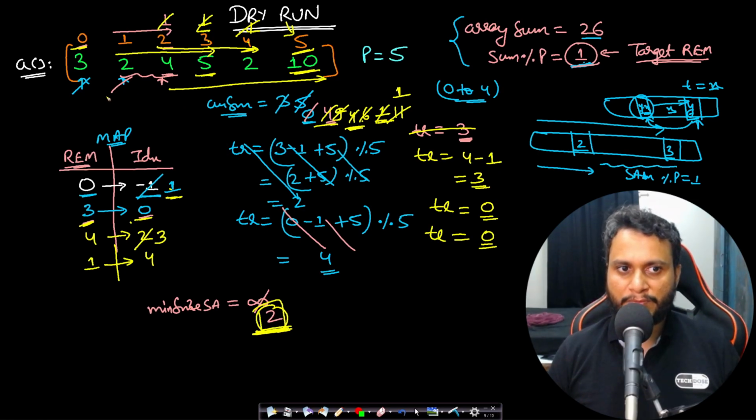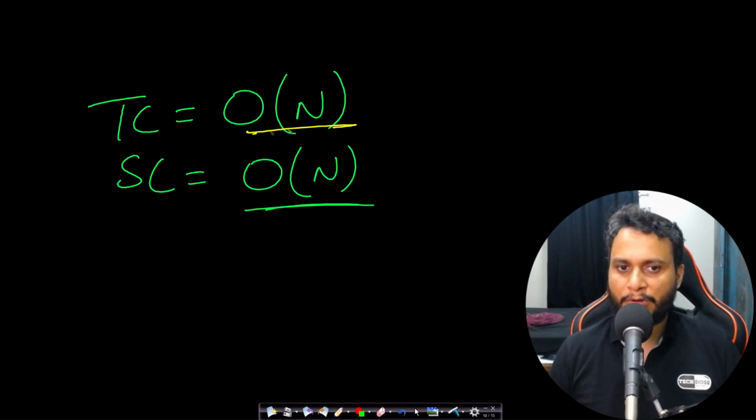Now if you notice, we are going through the entire array exactly one time, and we are maintaining the map where we are doing the entry and lookup in order of one time. Therefore the time complexity will be order of n and the space complexity will be order of 1 for doing the lookup. Let's now look at the code.